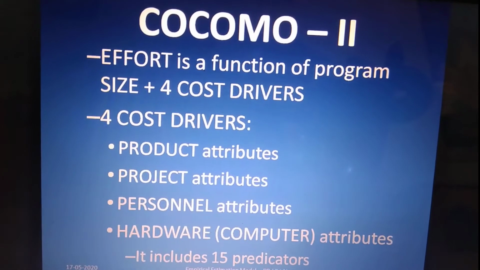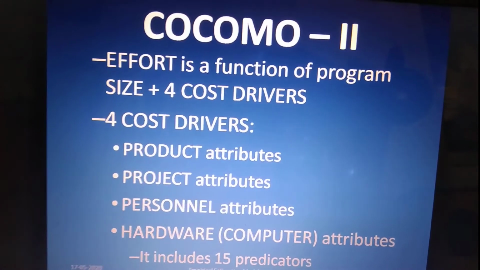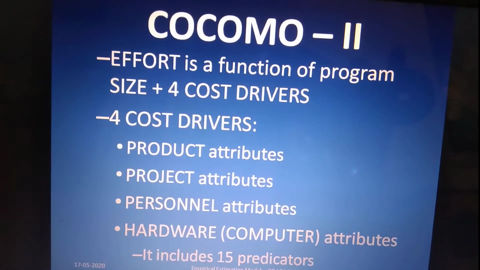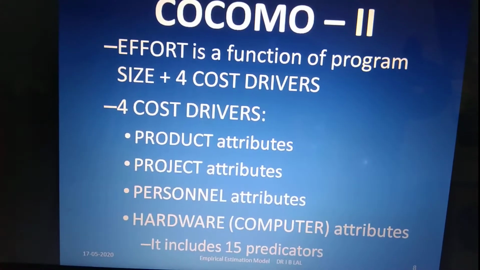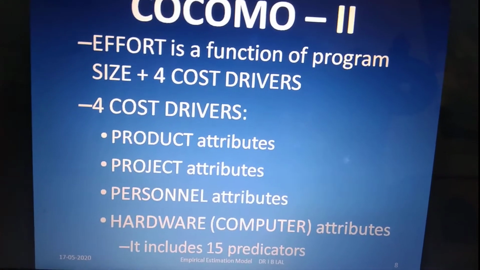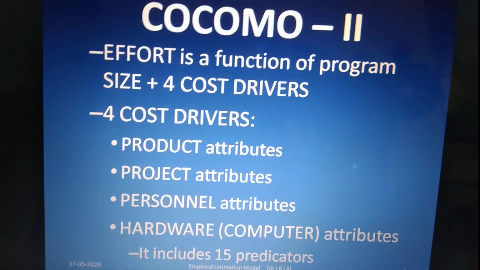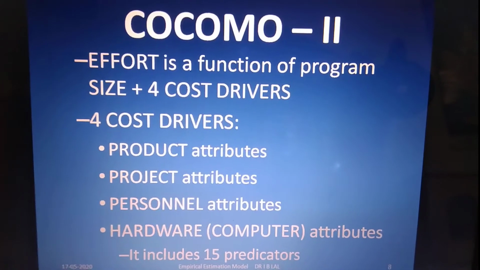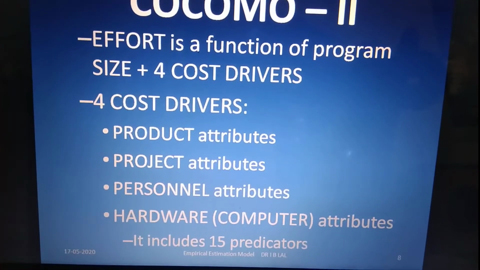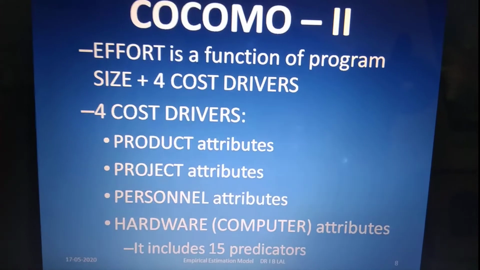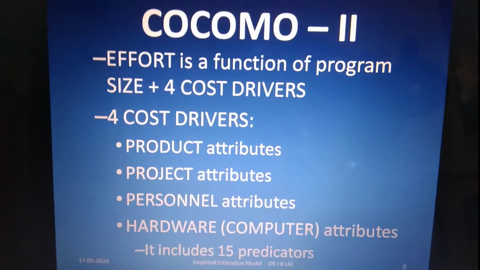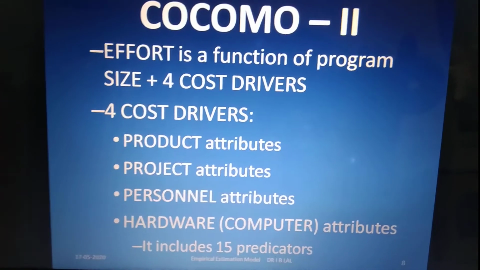If we need more accurate estimation, then we use Cocomo 2. In Cocomo 2, effort or cost is a function of program size as well as 4 cost drivers, that is product attributes, project attributes, personnel attributes, and computer or hardware attributes. Hardware attributes are also considered, as we know the execution of software largely depends on the hardware platform of the computer system. These 4 cost drivers include 15 predictors that we would find in a table, and from those values we estimate the effort adjustment factor. With that we estimate the size and cost of the software.